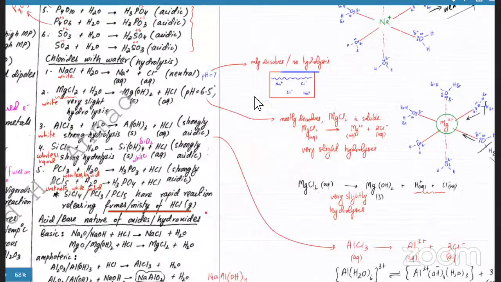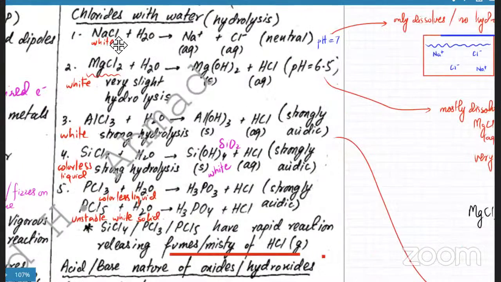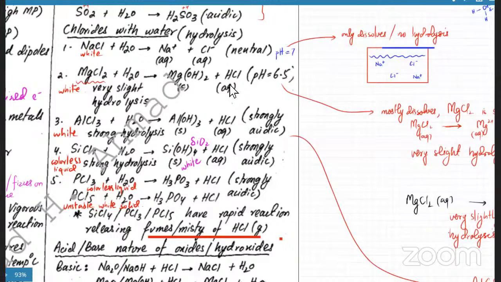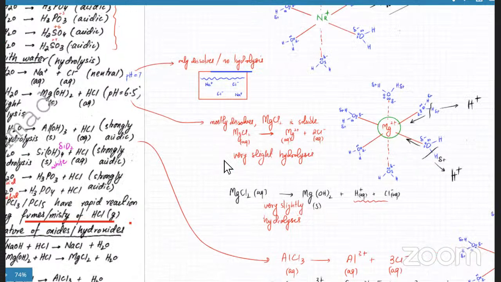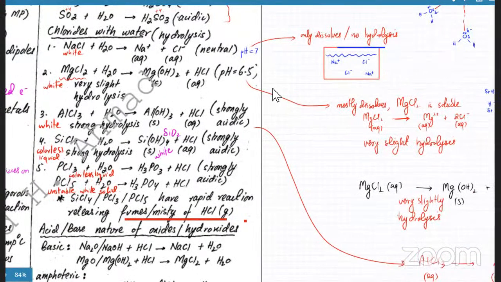Hydrolysis of chlorides, it's very important. You have NaCl. That just mixes with water, nothing happens. It just dissociates and it forms a neutral solution. MgCl2, slight hydrolysis happens. Mg ions also mix in water, but they slightly repel the H positive ions. So some H+1 ions are produced, which makes the solution very, very slightly acidic. But MgCl2 mostly dissolves. It just forms a pH which is almost neutral, but not exactly neutral because of the slight hydrolysis. And then you start getting stronger hydrolysis. AlCl3, SiCl4, PCl3 and 5, they all have vigorous reactions.